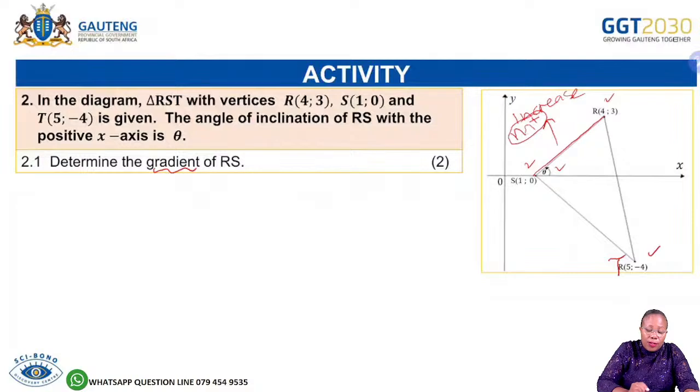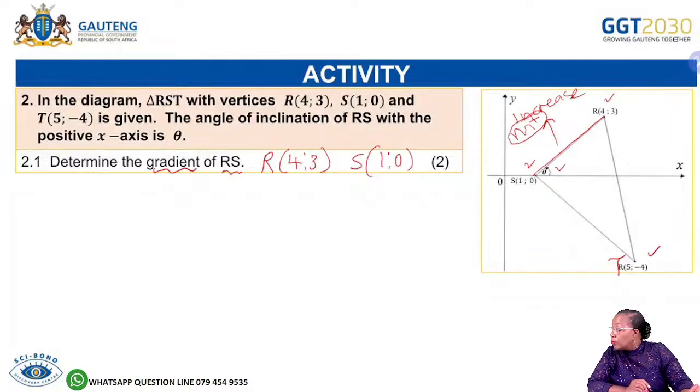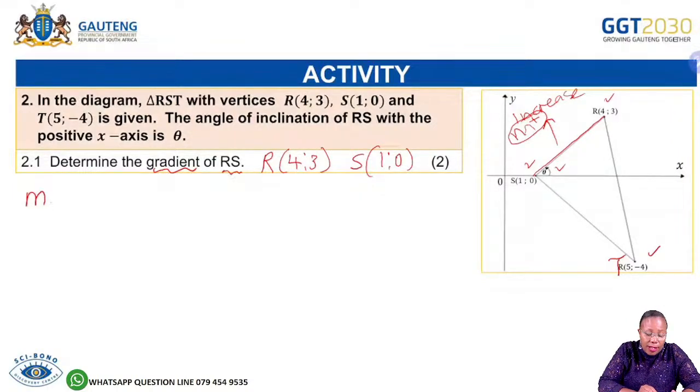And then in order to calculate gradient, you need 2 coordinates. Which ones are we relying on? The R and S. So we need the coordinate of R being (4; 3) and the coordinate of S being (1; 0) there. Okay, and then now let's start calculating. We are looking for the gradient of RS, and then this is y2 minus y1 over x2 minus x1, and then this is the first family x1, y1, next family x2 and y2.